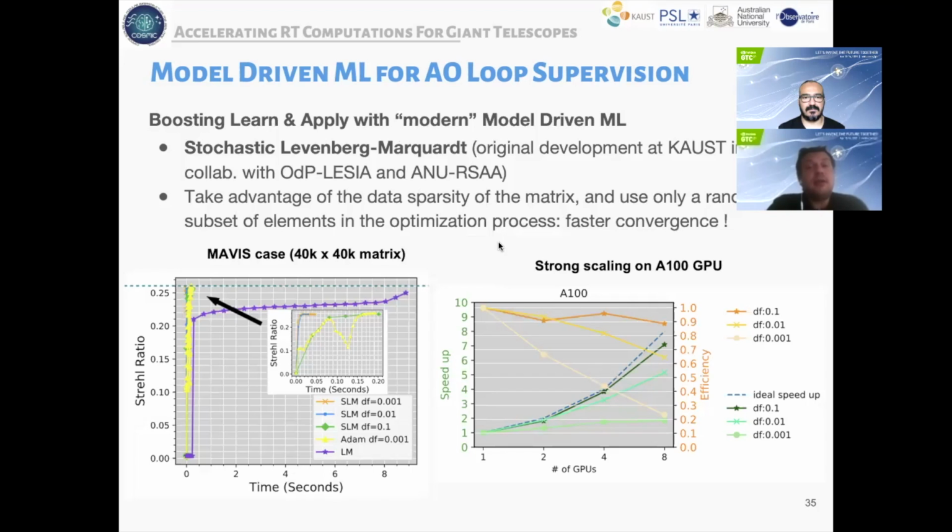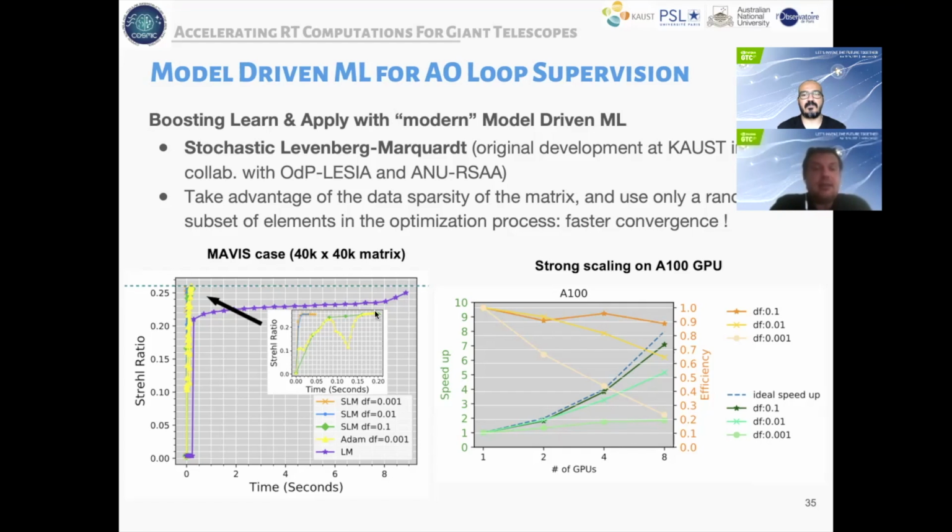approach. And this is what has been developed at KAUST in collaboration with the Observatoire de Paris and the Australian National University. And this is this new stochastic Levenberg-Marquardt approach, where instead of considering all the elements inside the covariance matrix, we only pick randomly a subset of these elements at each iteration of this optimization process. Again, we take advantage of the data sparsity to do fewer operations and reach faster convergence in this optimization process.